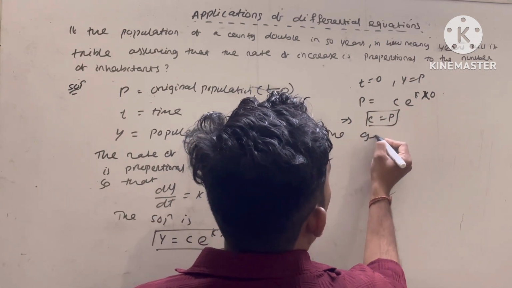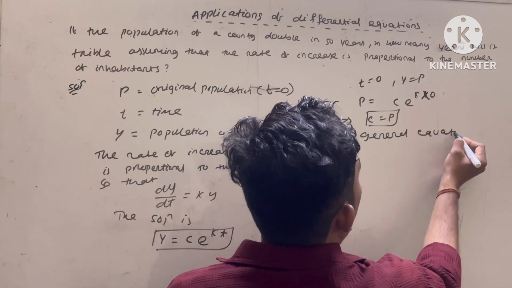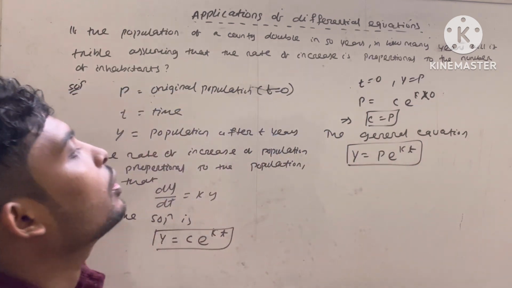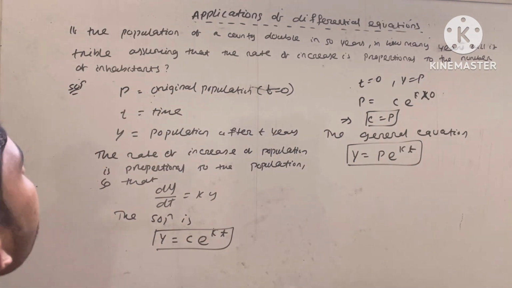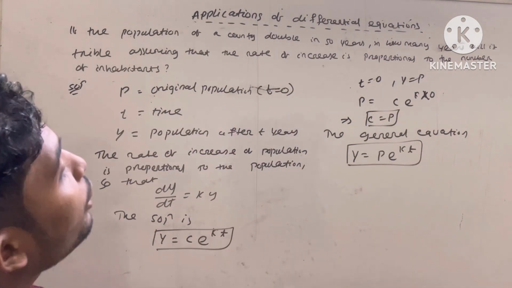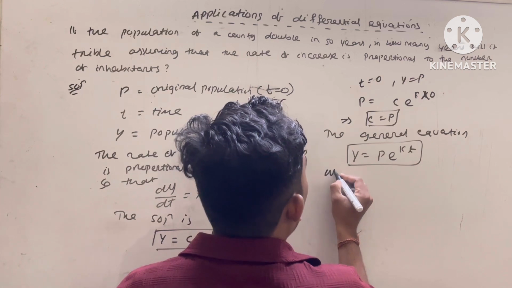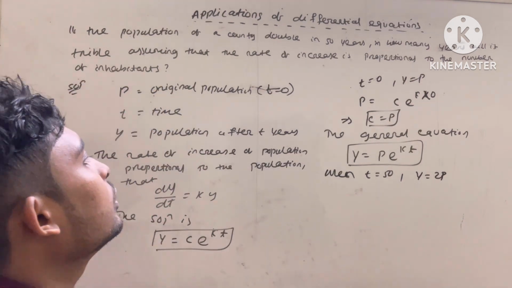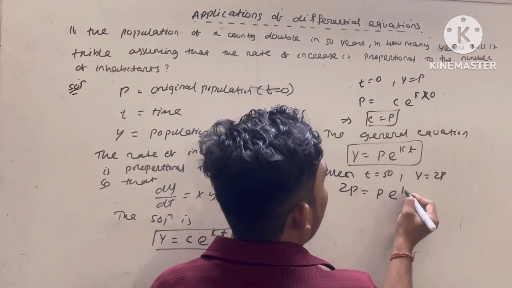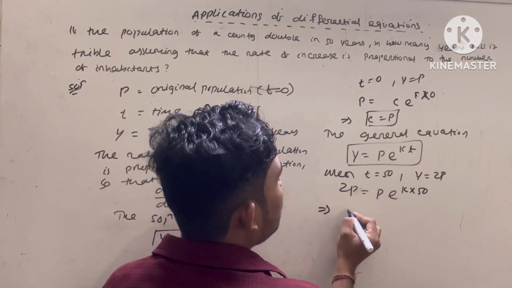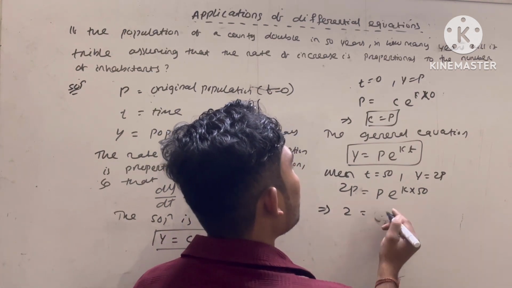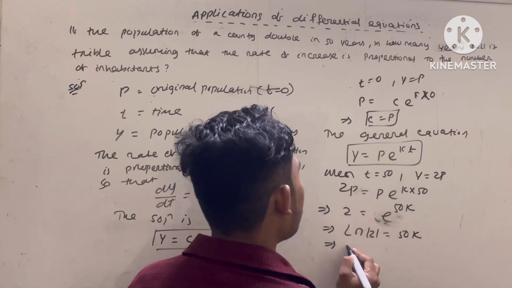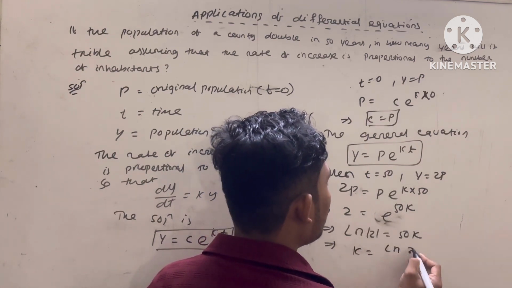Now look at the given problem, there will be data here. The population of a country doubles in 50 years, then in how many years will it triple? Okay, so the general solution here is y equal to p into e to the power kt. So look at the data. If the population of a country doubles in 50 years, that means when t is equal to 50, y is equal to 2p. So 2p is equal to p into e to the power k into t, where the value of t is 50. So 2 is equal to e to the power 50k, p is cancelled. So ln 2 is equal to 50k. So the value of k is ln 2 by 50.